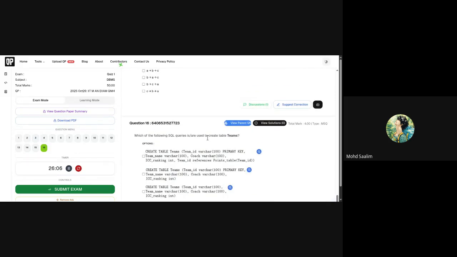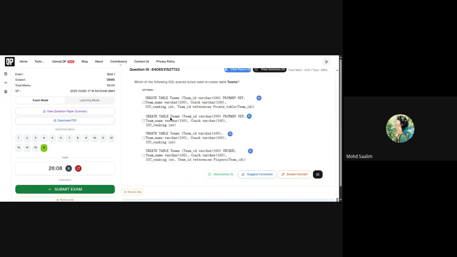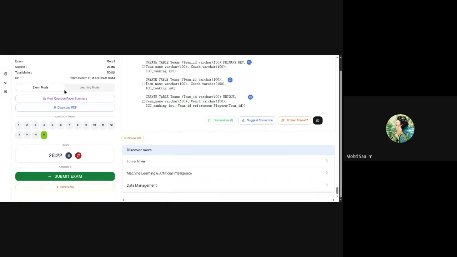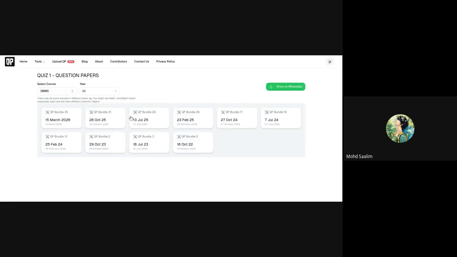Which of the following SQL queries is or are used to create table teams? Again, it is checking your SQL knowledge, right? I will just call it basic SQL, basic DDL query. And this paper is over. Let's also cover one more paper.